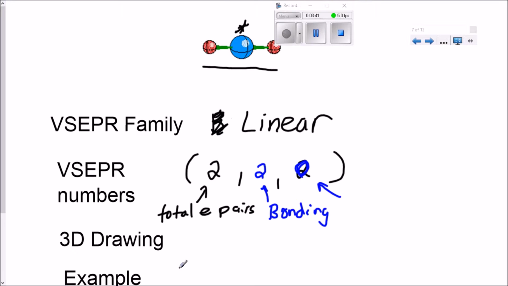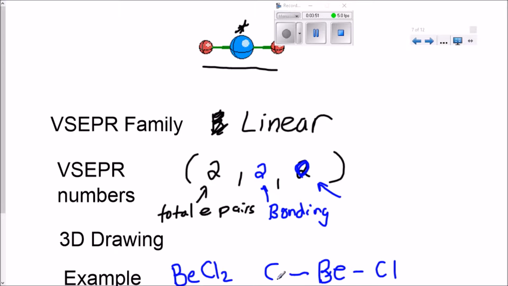An example of this would be the molecule BeCl2. Remember, beryllium breaks the octet. So the Lewis structure would look like this, and the three-dimensional drawing would look the same, because it's just linear and this is a piece of paper, or a board. So we just show it as a linear shape, and that is the three-dimensional drawing of a linear shape.